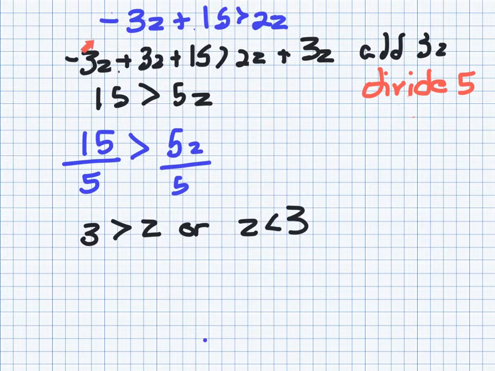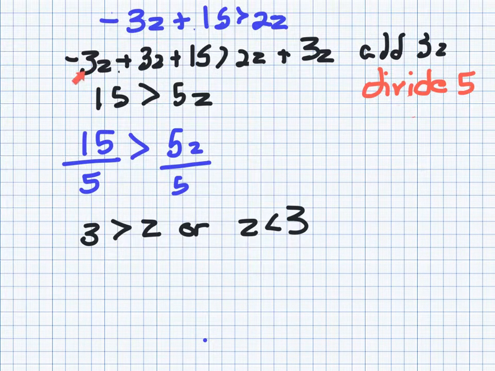Checkpoint 6 gives us this inequality, negative 3z, I know that looks like a 2, plus 15 is greater than 2z. See, I can't even read it. Okay, so negative 3z plus 15, so now I'm going to add 3z to both sides.